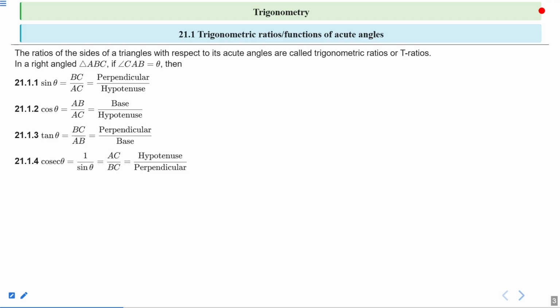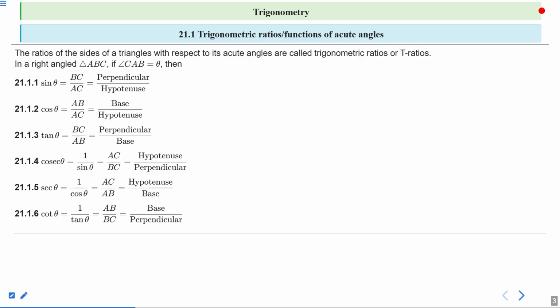So cosec theta is 1 upon sin theta, which is AC upon BC, hypotenuse upon perpendicular. Sec theta is 1 upon cos theta, which is AC upon AB, or hypotenuse upon base. So cot theta is 1 upon tan theta, which is AB upon BC, or we can say base upon perpendicular.